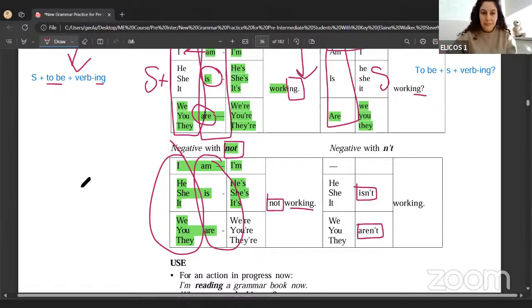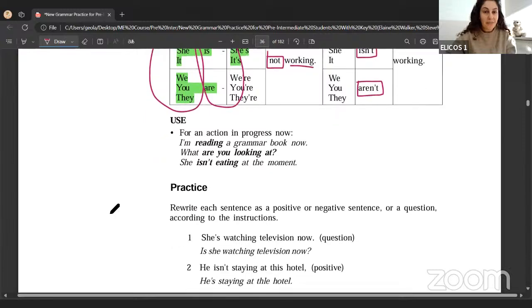Okay, so when do we need to use it? When we have an action in process now. That means in the moment that you are speaking, this action is exactly happening. I can see it. So if there's a child in this room, I can say, the child is walking. If I'm looking at an action and it's happening exactly the moment that I'm speaking, that's when you use the continuous.